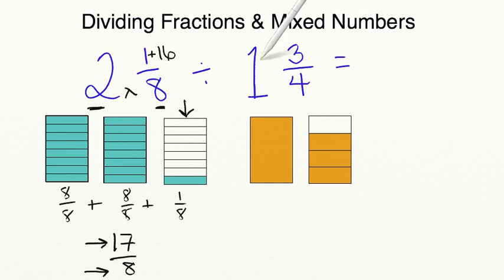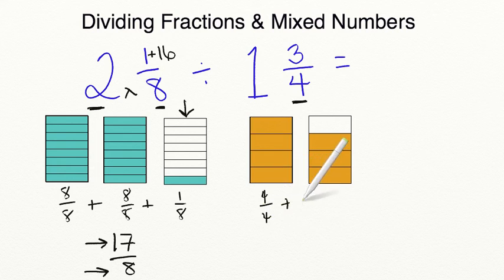Let's go ahead and try this with our second problem. We have 1 3/4. Our first step is to focus on our denominator. We need to break our whole into fourths. So we now have 4/4 plus 3/4. That's going to give us an improper fraction of 7/4.